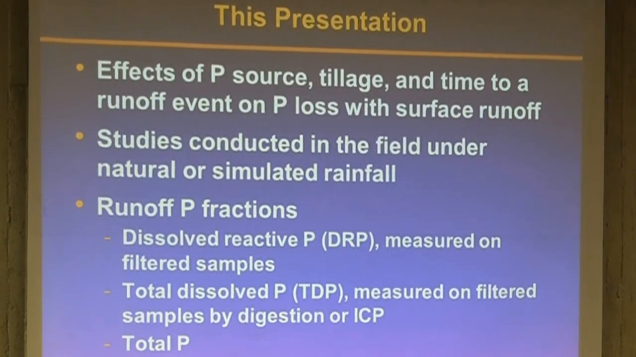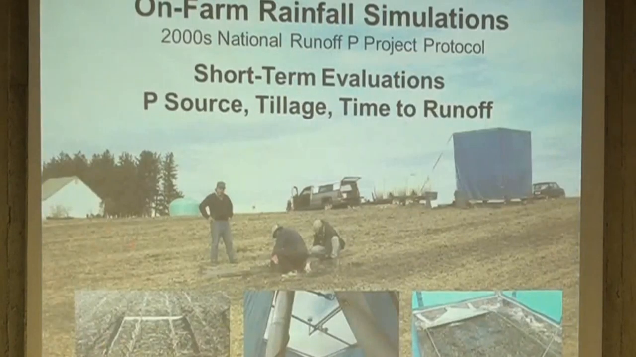This is the most common dissolved phosphorus measure. But we also measure total dissolved P. Not all the dissolved phosphorus is dissolved reactive P. I'm not going to talk about this too much, but the additional dissolved phosphorus could be zero to maybe sometimes up to 50% of the dissolved P in the soil. And then, of course, total P.